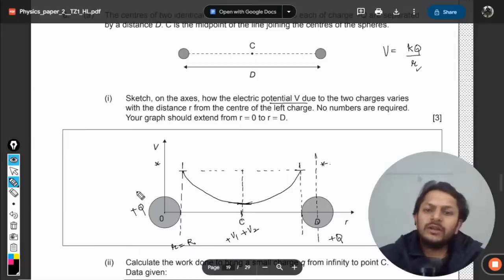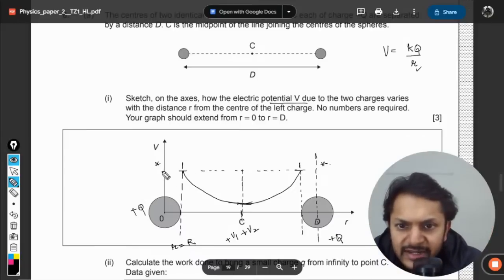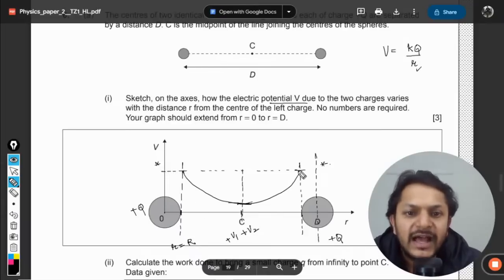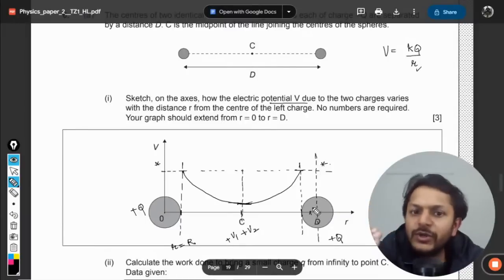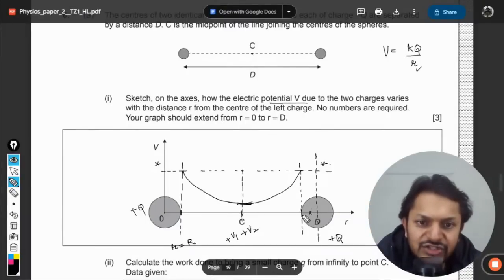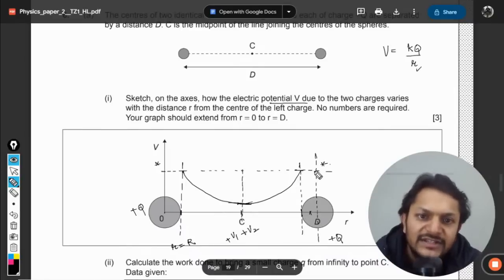Now, what about inside of a sphere? Let us say this is the graph. This is the potential at the surface of this conductor, and this is the potential at the surface of the other. So it is not going to increase. It means that whatever the potential is at the surface, that potential is going to remain constant inside. So this will become like this.